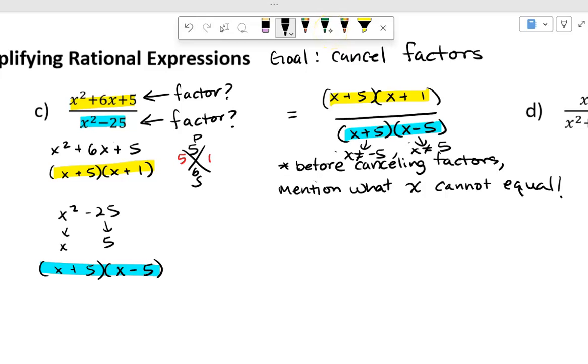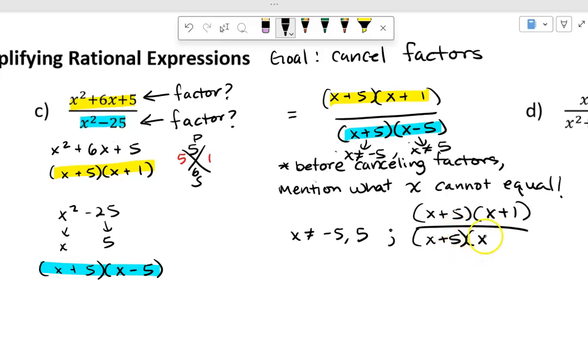This is very important to say: x cannot be negative 5 or positive 5. You can also say x cannot be plus or minus 5. These mean the same thing because they both mean that x can't be positive 5 or negative 5. Doesn't matter which way you write it at all, but I'll leave it like this. X cannot be negative 5 or 5. I'm going to rewrite one more time my factored form and show my work for canceling.